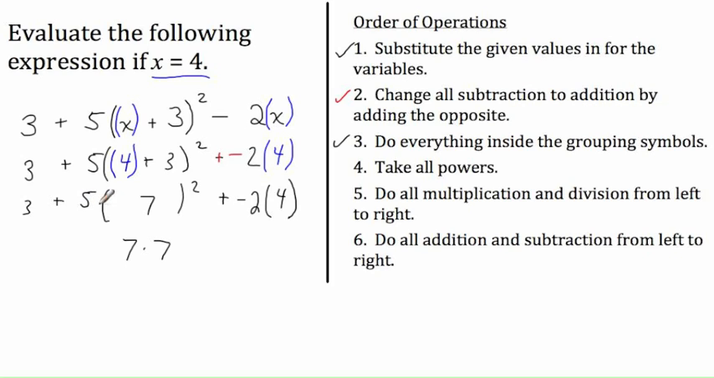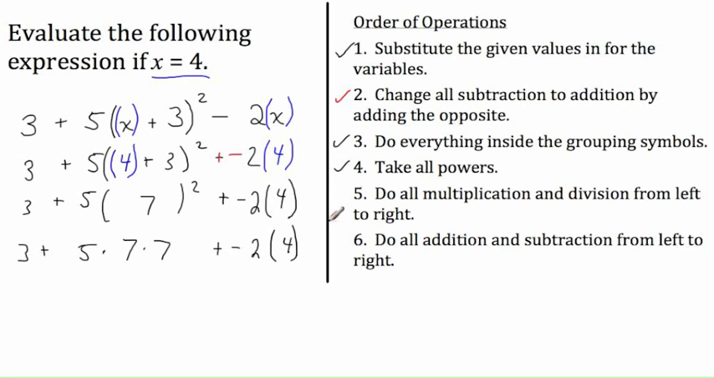Now this 5, with the grouping symbol right next to it, since there's no sign in between, we know that that simply means we're multiplying. So when I bring this 5 down, it's going to be 5 times, and then that 7 squared, which is 7 times 7. Everything else, again, comes straight down. And we continue. There are no more powers, so step 4 is complete.